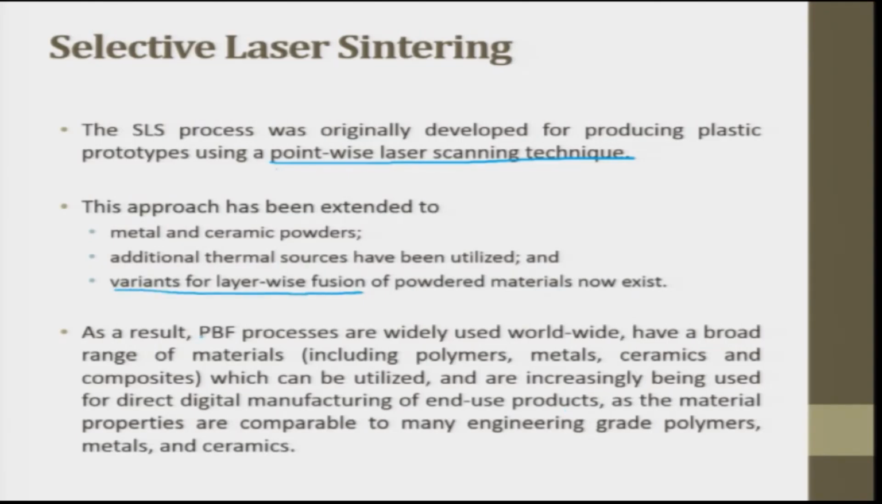As a result, powder bed fusion processes are widely used worldwide and have a broad range of materials, including polymers and metals. When I say metal, it cannot be pure; it is an alloy. Ceramics and composites can also be utilized and are increasingly being used for direct digital manufacturing. Rapid prototyping is otherwise called direct digital manufacturing of end-use products, and the material properties are comparable to many engineering grade polymers, metals and ceramics.